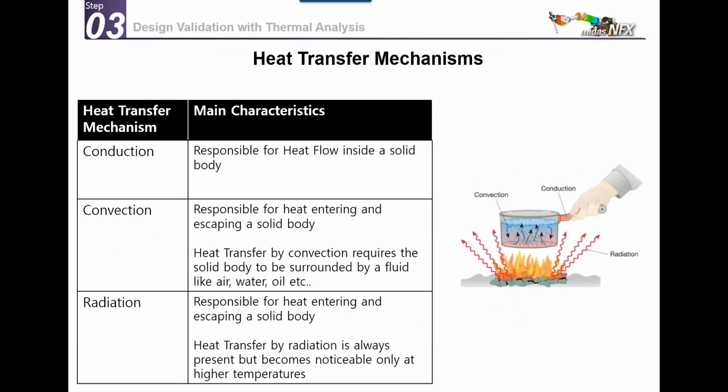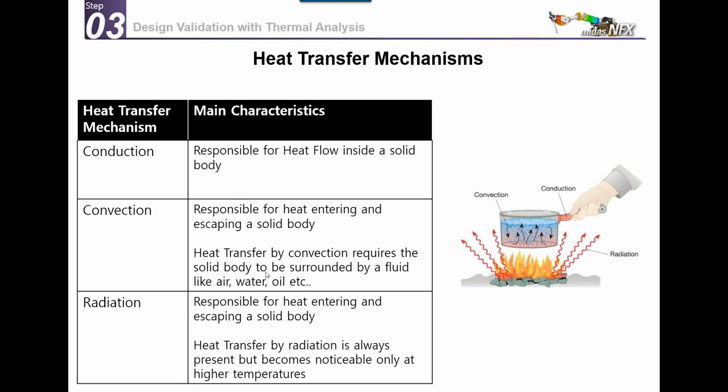Now let's talk about the three main characteristics, the three main mechanisms that are defined in heat transfer. So first, the conduction, which is responsible for the heat flow inside a solid body. You can look at the image on the right. You have conduction of the hands with the handle. So you have a direct contact between the two objects.